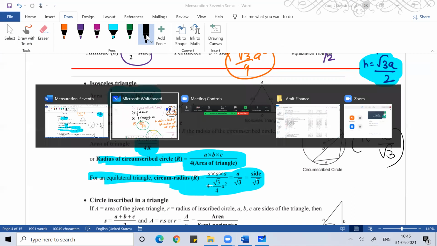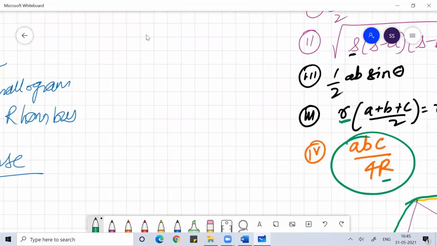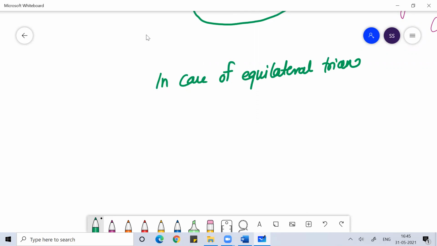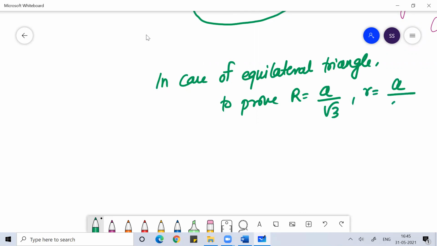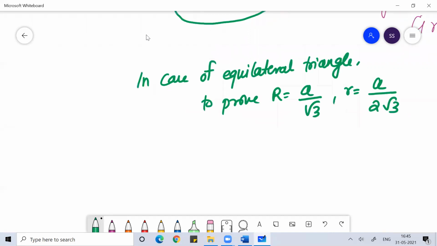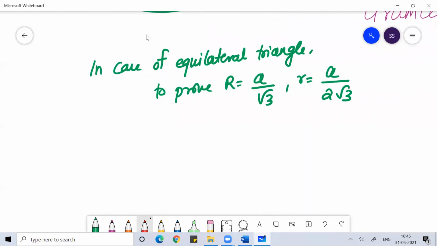If I ask you to prove this, in the case of an equilateral triangle, prove it. So what we do: capital R is equal to A by root 3. The small r will be equal to A by 2 root 3. Remember this. So many exams ask you what is the ratio.